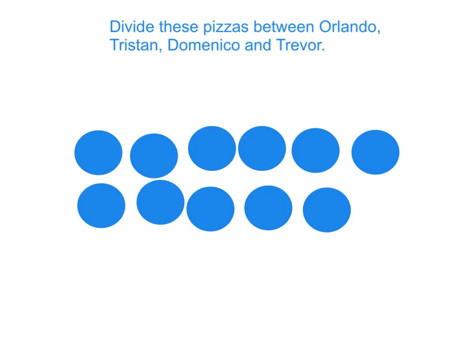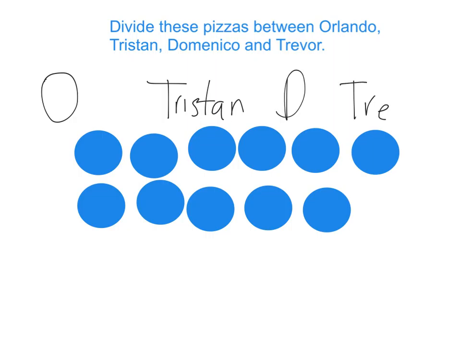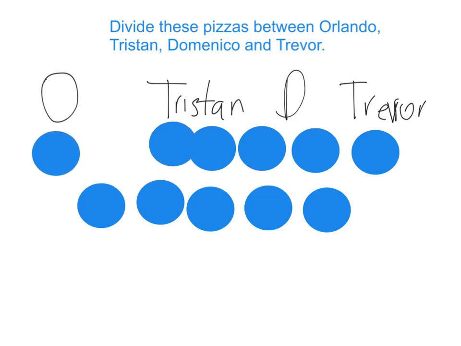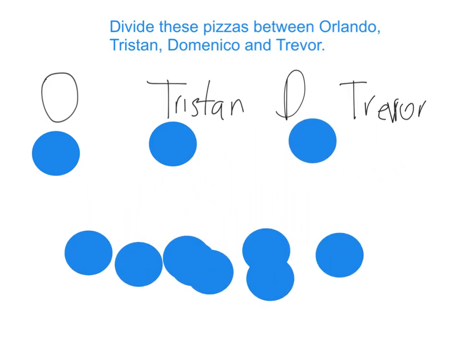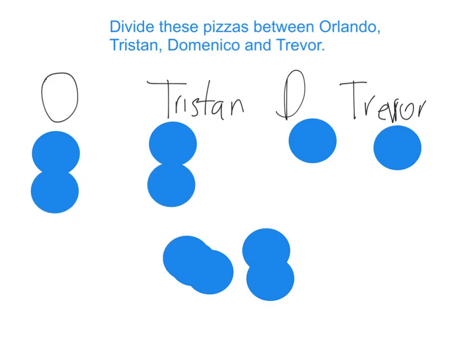Alright, last question. Divide these pizzas between Orlando, Tristan, Domenico, and Trevor. Alright, what do we do first? Well, we're going to divide the whole ones first, remember? So Orlando, Tristan, Dom, and Trevor. Bad spelling, Mr. West. Alright, let's go. Orlando gets 1, Tristan gets 1. Let's move these down. Dom gets 1, and Trevor gets 1. Orlando gets 1, Tristan gets 1, Dom gets 1, Trevor gets 1.